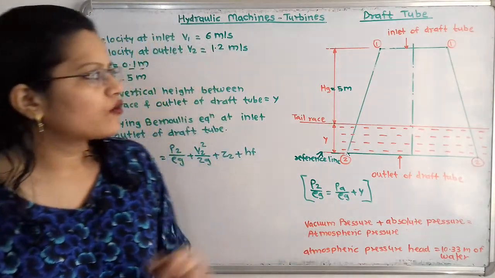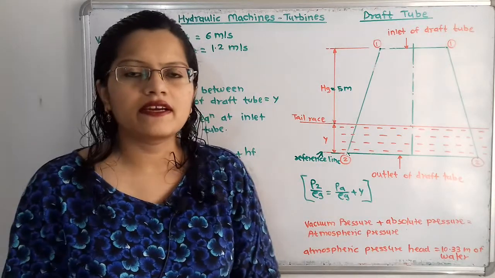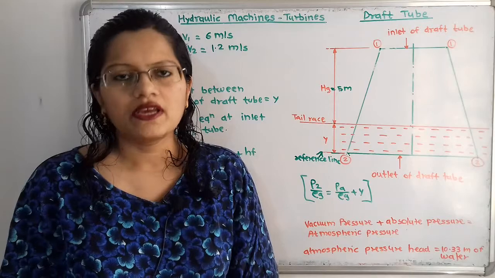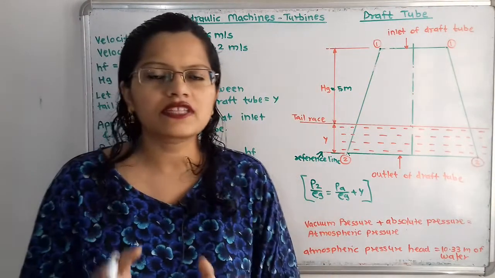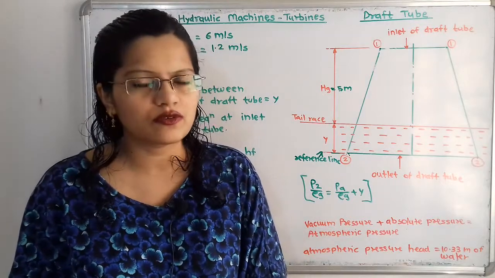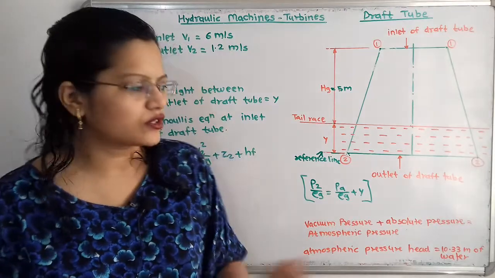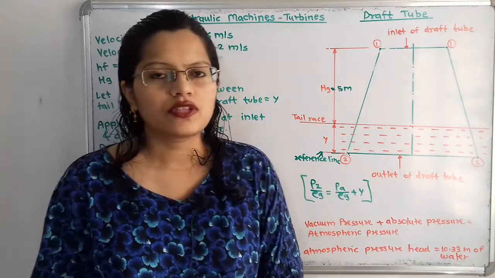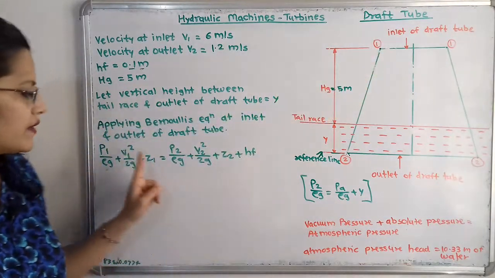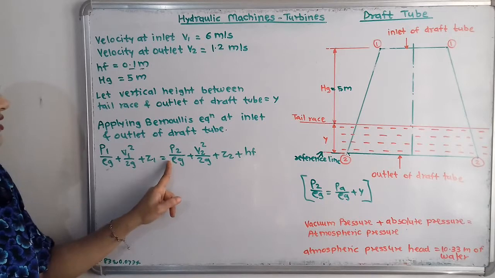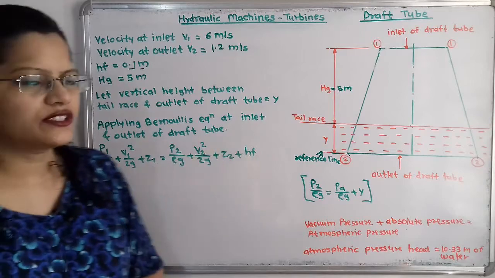Now how do we find the pressure head at the inlet of the draft tube? For that we can apply Bernoulli's equation. Bernoulli's equation at section 1, that is pressure head plus kinetic head plus datum head, is equal to pressure head plus kinetic head plus datum head plus losses at section 2. So we will write P1 by rho g plus V1 square by 2g plus Z1 is equal to P2 by rho g plus V2 square by 2g plus Z2 plus HF.